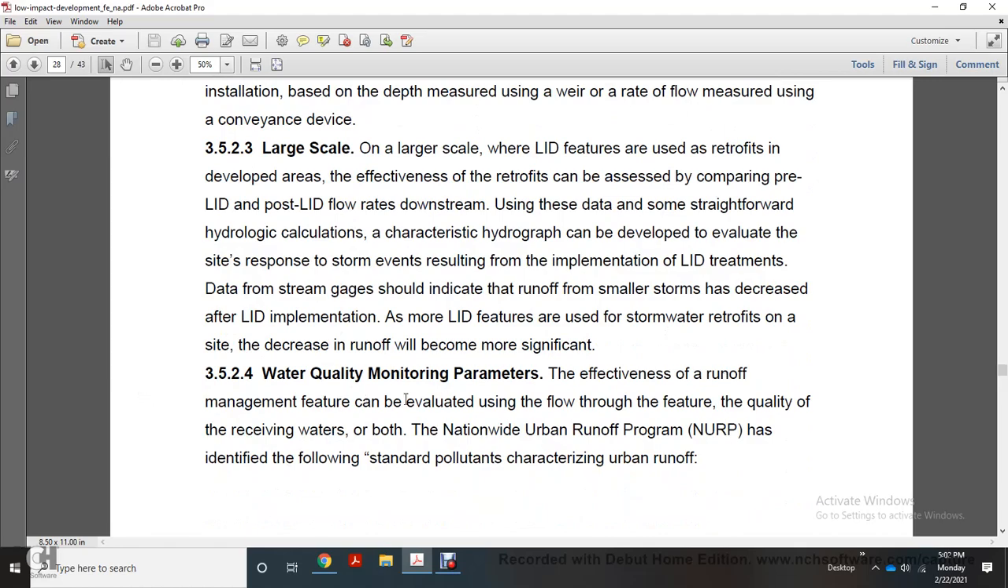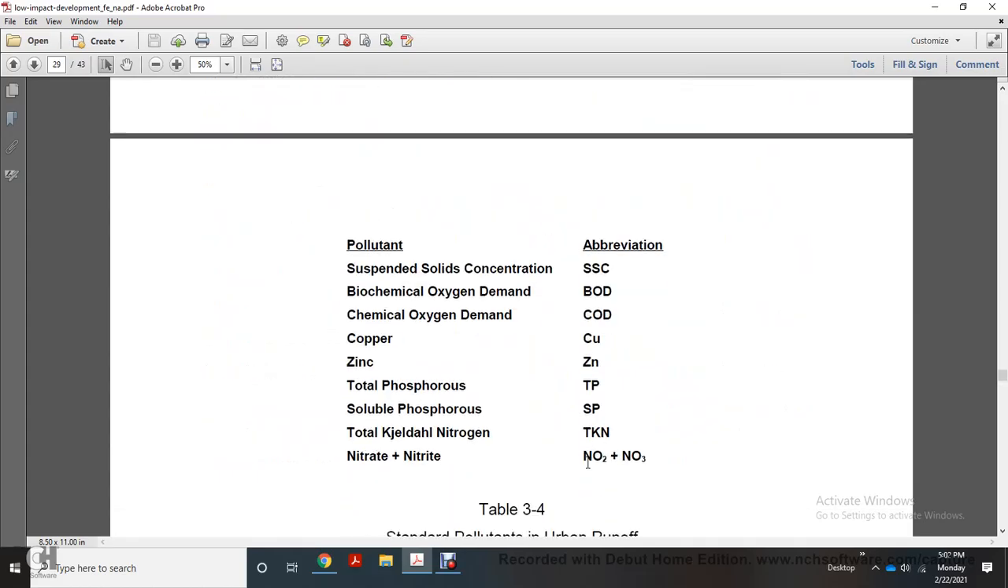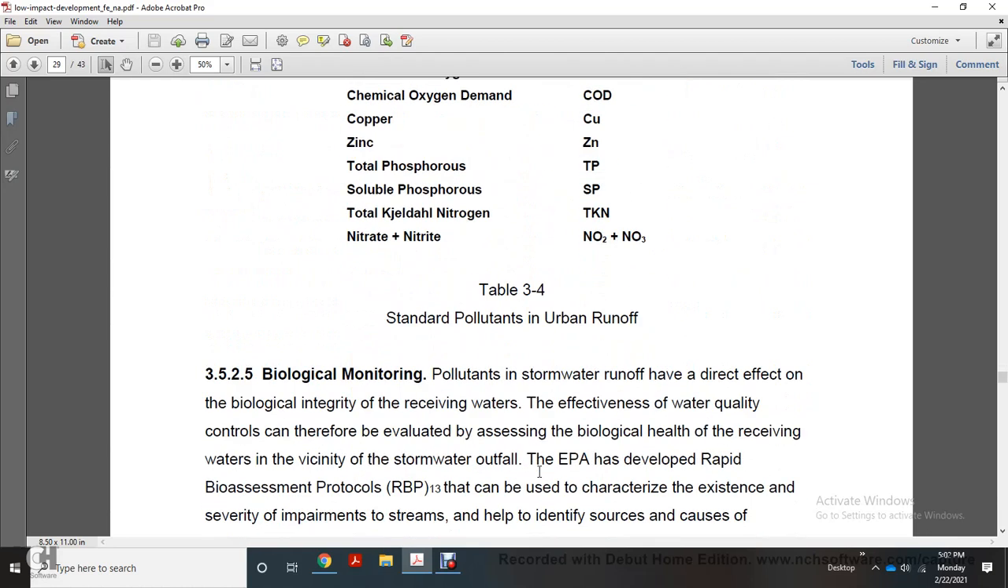Effectiveness of the runoff management feature is evaluated through the flow through the feature and the quality of the receiving waters. The Nationwide Urban Runoff Program, or NURP, has identified the following standard pollutants for characterization of urban runoff. Table 3-4 shows standard pollutants in urban runoff.